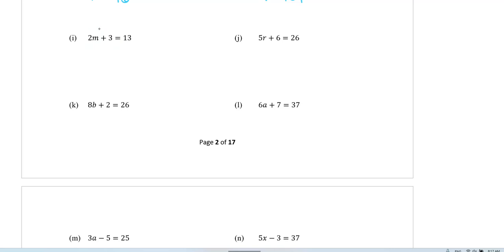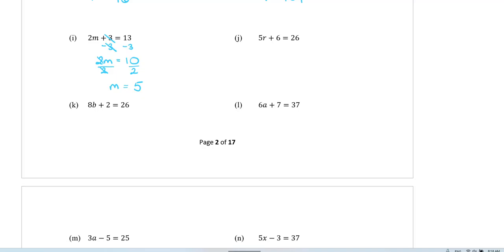So the opposite of a plus 3 is to minus 3. That will get rid of the 3 on the end there, and then we'll have 2m equals 13 take away 3 is 10. Now our second step is to get rid of the 2. It's multiplied with the m, so the opposite is to divide by 2. Gets rid of the 2, m equals 10 divided by 2 is 5. Make sure you show all your working out.